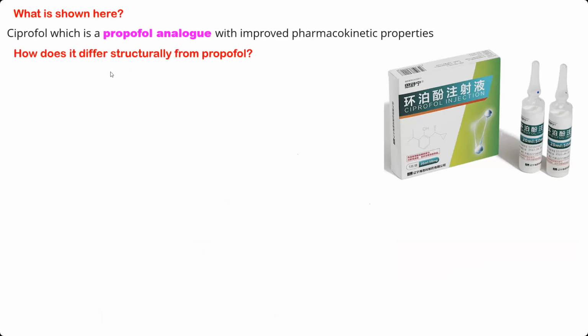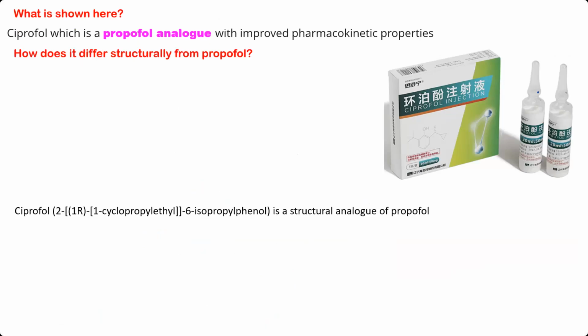Okay. How does it differ structurally from propofol? You said propofol is 2,6-diisopropyl phenol. Does the compound vary, or the constituent vary in ciprofol? Okay, I think you have no idea about it. So ciprofol is 1-cyclopropylethyl 6-isopropyl phenol.